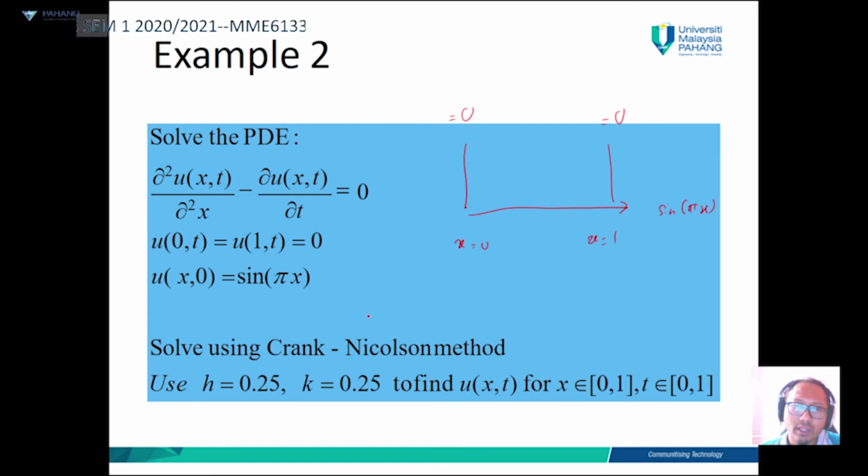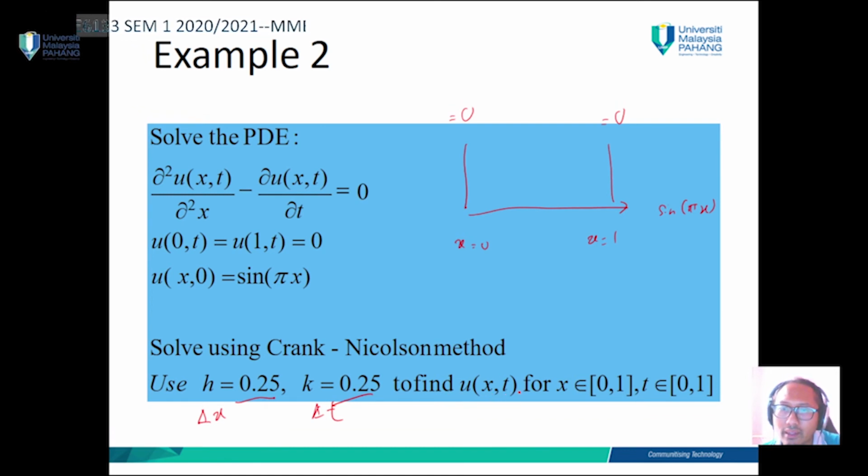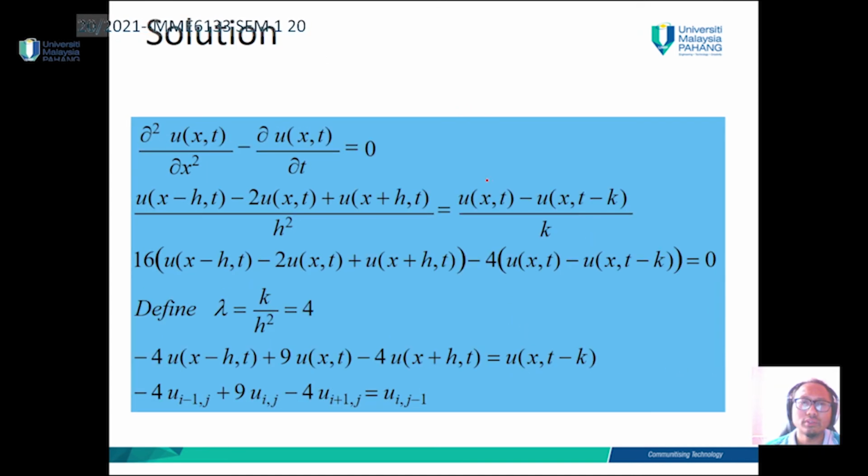So this time we are going to use the Crank-Nicolson method, where we use the value of h equal to 0.25 and k equal to 0.25 also. So this is for delta x and delta t, and we need to find the value for u at x and t from 0 to t1. Using the equation that we have obtained previously, we can replace all the values of h and k, and we should get this equation: 16u minus 2u plus u minus 4 equal to 0.